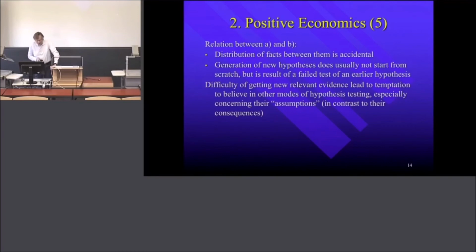And the difficulty, this softness or weakness or missing hardness in the social sciences, that is the difficulty of getting new relevant evidence, leads to the temptation to believe in other modes of hypothesis testing. So he thinks only prediction counts. And he says other people do different things because of these difficulties, and especially they think concerning the assumptions in contrast to their consequences.